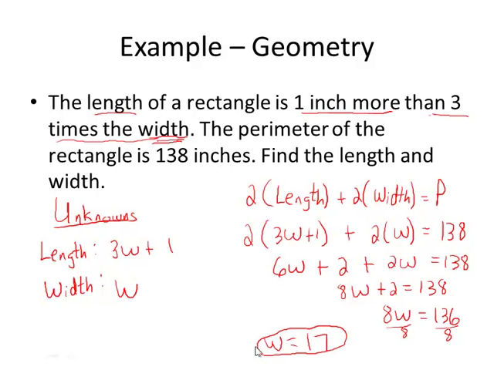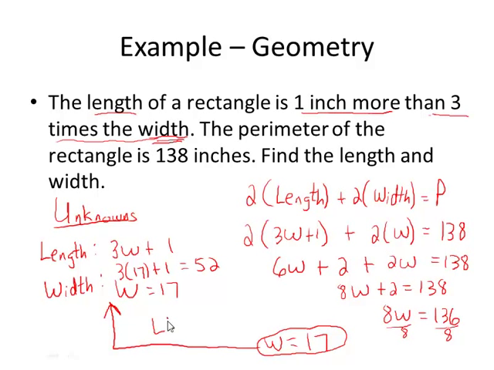I'm going to take the solution to that equation and come back to my table of unknowns so I can figure out the length and the width. The easy one is the width. That's simply W, so that's 17. The length, I put in 17 for W, so that's 3 times 17 plus 1, which works out to be 52.